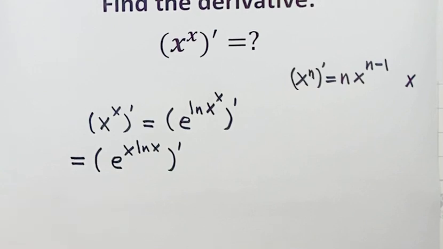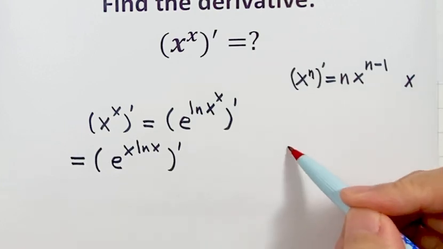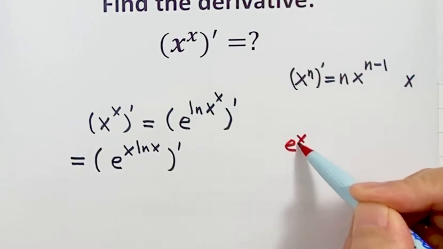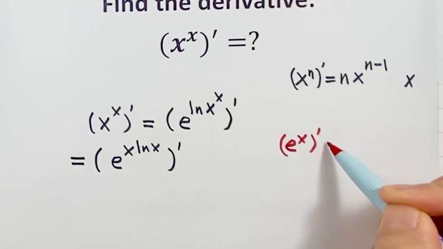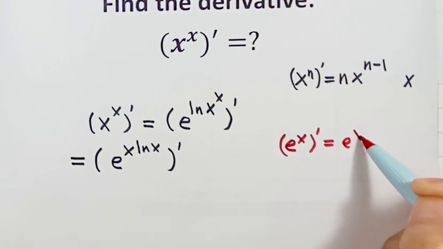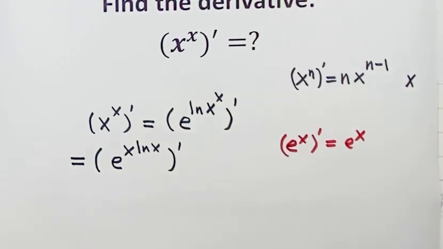So once we get here, we can tell we have a formula for e to the power something, take a derivative. That's just this one. E to the x, take a derivative, just e to the x itself. But here, there's a problem, because the power is not just x, it's more complicated. So that's why here we need to use the chain rule.